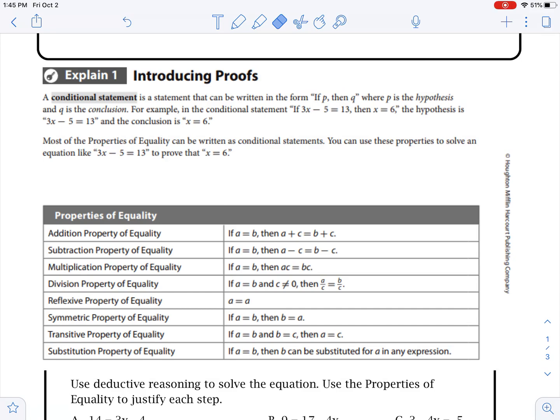The new properties, which I really want to highlight because you're going to see them throughout the rest of the time here, are the reflexive property, the symmetric property, the transitive property, and substitution.